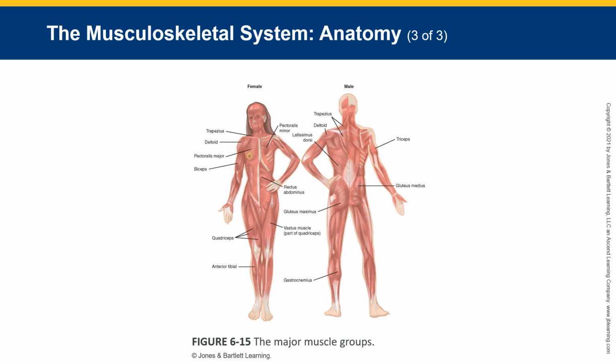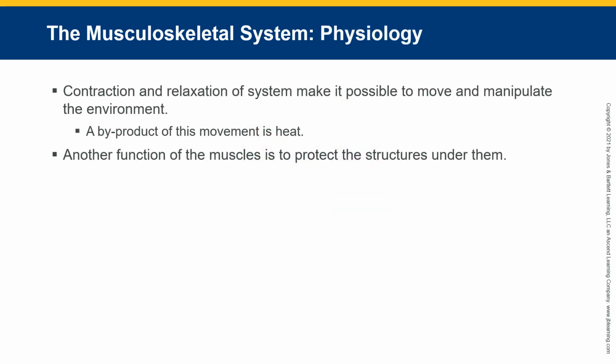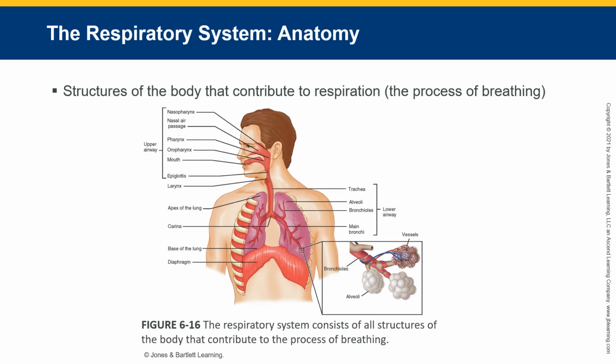So your entire body is covered in muscles. That's how your body moves around. Contraction and relaxation of the system makes it possible to move and manipulate the environment. A byproduct of the movement is heat. Another function of the muscles is to protect the structures under them. So you go for a run. Moving those muscles creates heat, creates sweat. There's a lot more to it than that. That's the simple one.